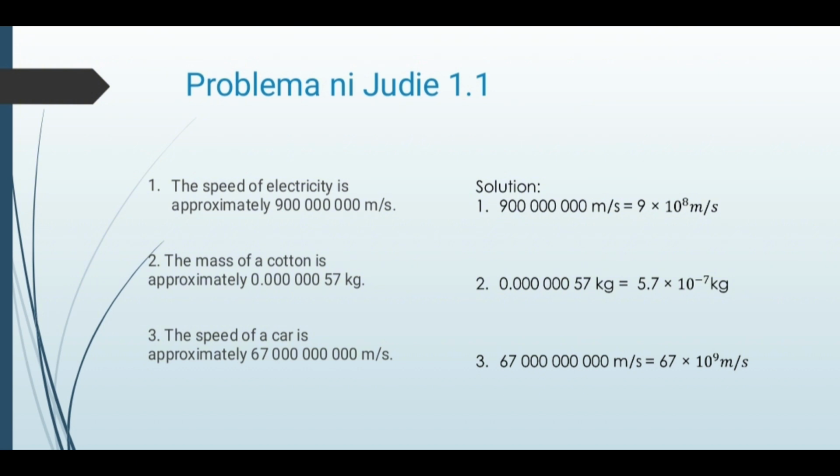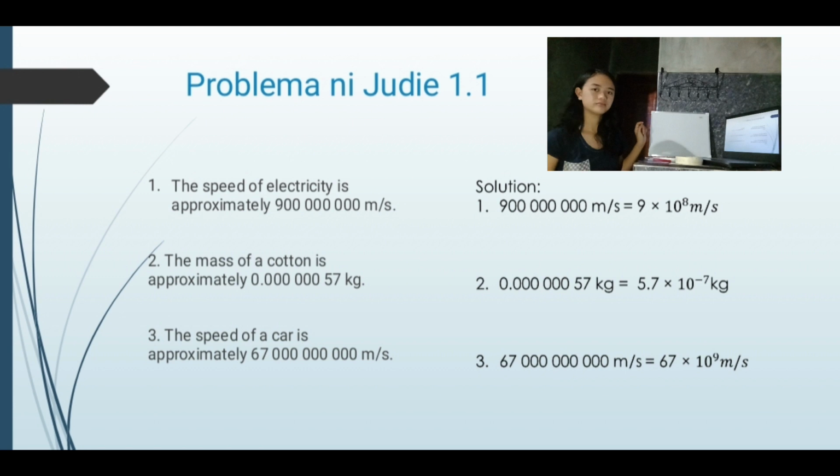Bakit naging ganito ang scientific notation? Simple lang ito mga ka-number. Ang 900 million meter per second ay kayang paliitin sa pamamagitan ng scientific notation.